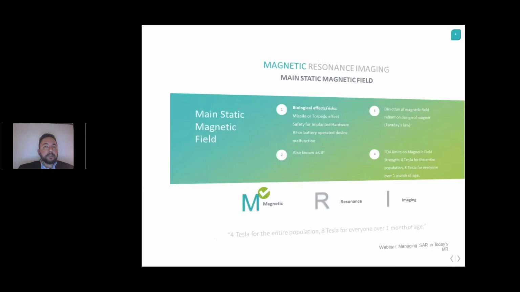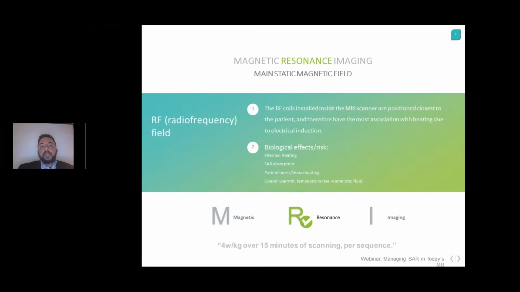So FDA limits. Specific to the RF radio frequency field, the resonance portion of magnetic resonance imaging, the RF coils installed inside the MR scanner are positioned closest to the patient and therefore have the most association with heating due to electrical induction. These RF coils that are right on the inside of the magnet closest to the patient will lead to the most heat. So therefore, biological effects or risk, thermal heating, SAR absorption, we'll define and discuss this.